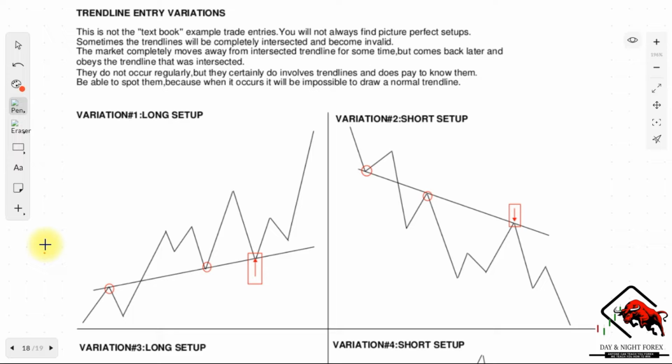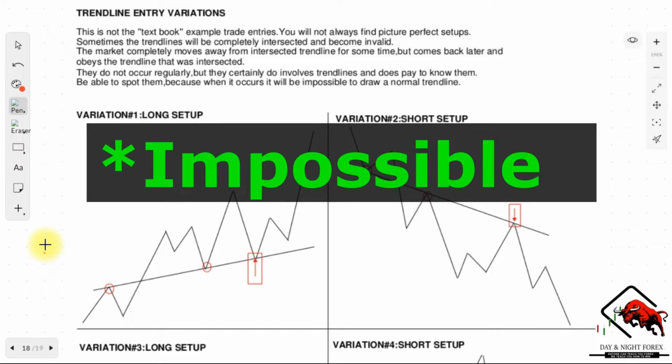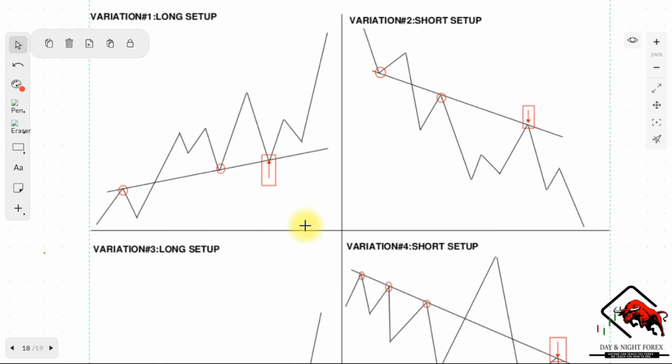The market completely moves away from the intersected trend lines for some time, but comes back later and obeys the trend line that was intersected. So they do not occur regularly, but they certainly do involve trend lines and it does pay to know them. Be able to spot them, because when one comes, it will not be possible to draw a normal trend line. So these are the variations that we're talking about right here.